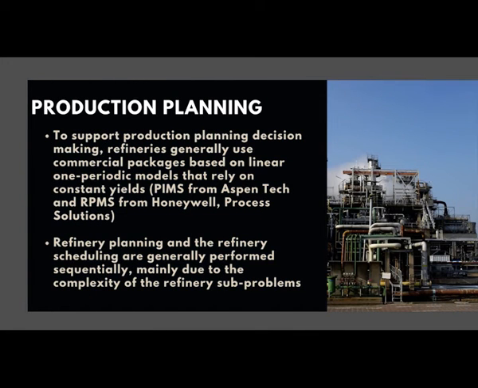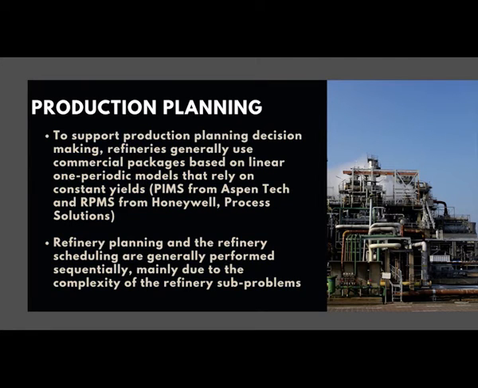To support the production planning decision making, refineries generally use commercially available software packages based on linear one periodic models that rely on constant yields. For example, PIMS is a popular software from Aspen Tech. Similarly, RPM is yet another package from Honeywell. These kinds of solutions are globally widely used by planners and schedulers to perform their daily tasks.